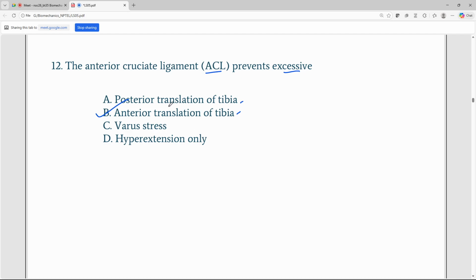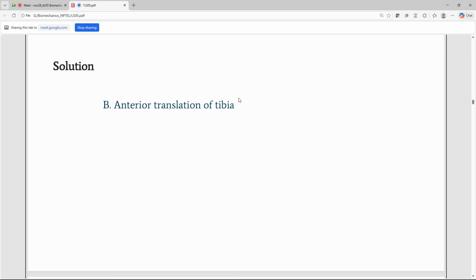And when excessive anterior translation of tibia occurs in a knee joint, the ACL gets torn, or a twist happens at the insertion points of the bone, sometimes leading to requiring ligament reconstruction surgery. Answer is excessive anterior translation of tibia.